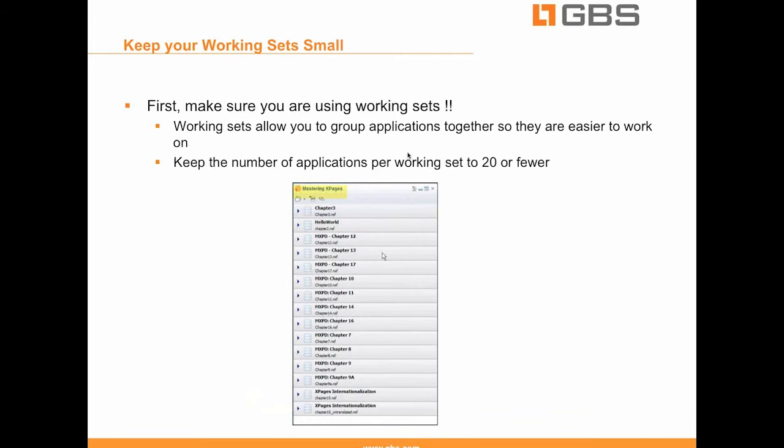Another thing that was introduced in A5 is working sets. One of the things that we highly recommend you do is keep your applications organized into working sets, and you keep your working sets to fewer than 20 applications. When you open Domino Designer, the number of applications that you have in any given working set is going to affect your overall startup performance. So keep the number of applications per working set small.